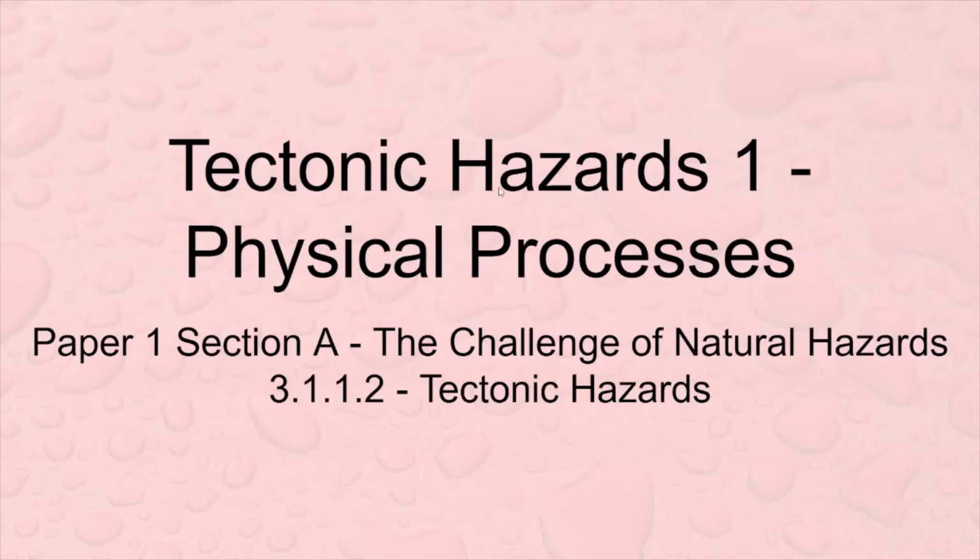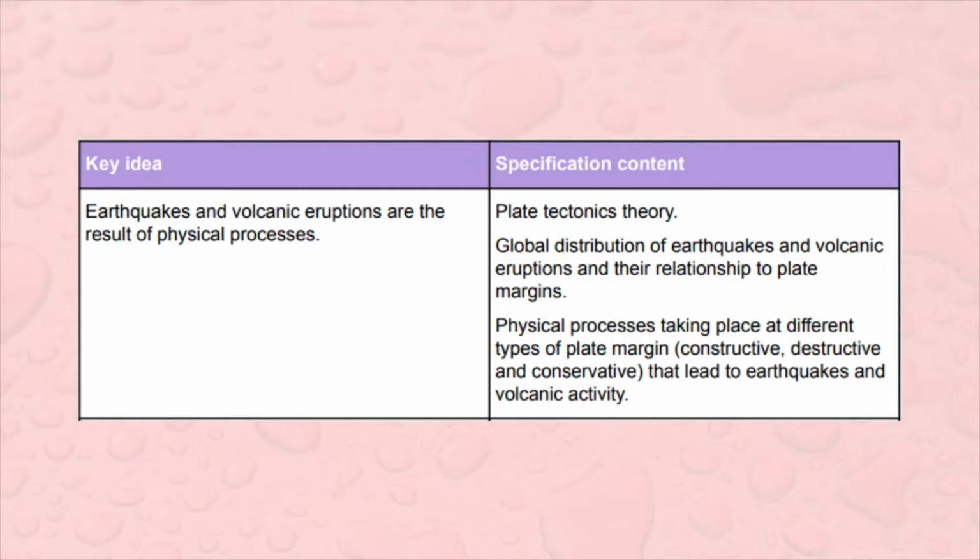Welcome everybody to this GCSE geography video covering tectonic hazards. We're going to be looking at the physical processes today that form earthquakes and volcanoes. We basically want to answer the question, why do earthquakes and volcanoes happen at a certain point? That's the goal. There's the specification if you want to have a look for AQA, and let's get into it.